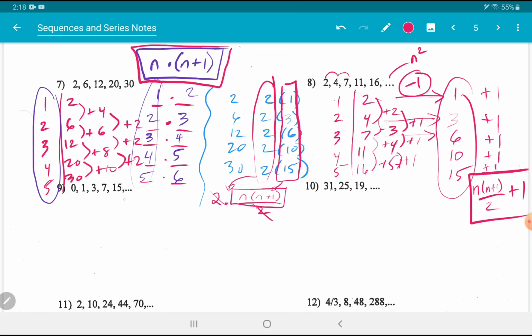All right, number 9. 0, 1, 3, 7, 15. Let's give it a try. This is definitely not arithmetic. It's not geometric either. 0 times something always gives us 0 anyway. So therefore, it's going to be a neither. So let's go ahead and build our table. I'm running out of room, so I'm not labeling the x and y anymore. You don't really need to either. You can just write it like this.